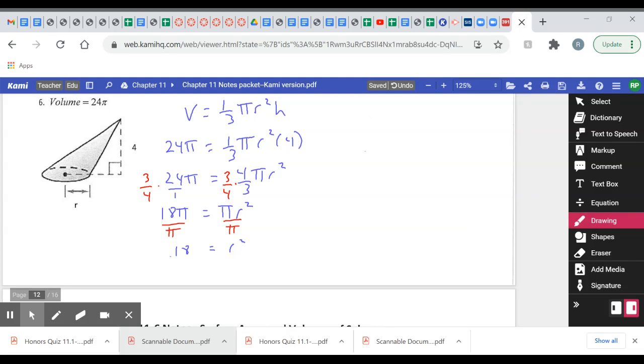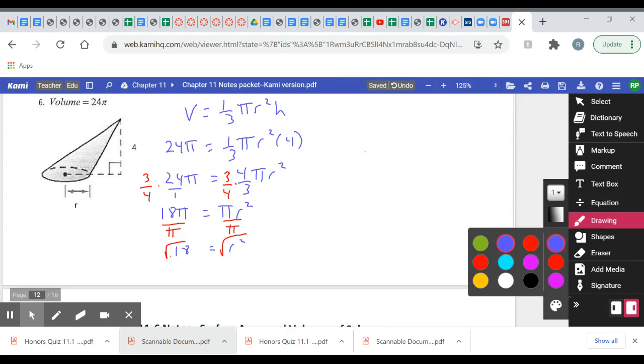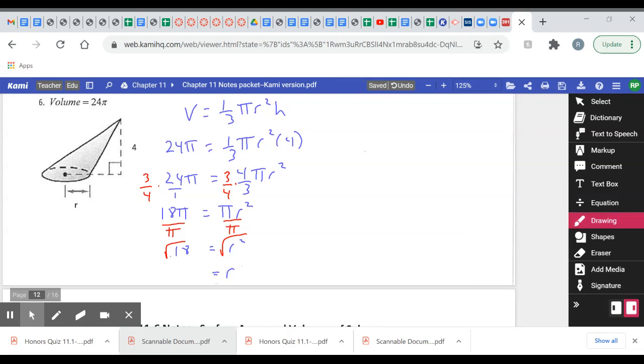And then if we take the square root of each side, we end up with the square root of 9 times 2, which gives us 3 square root of 2, once you get that simplified down. There are no units on that one, so our radius would just be 3 square root of 2, simplified all the way down. Okay, so again, that's it for section 11.5.